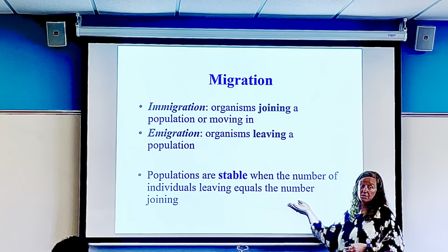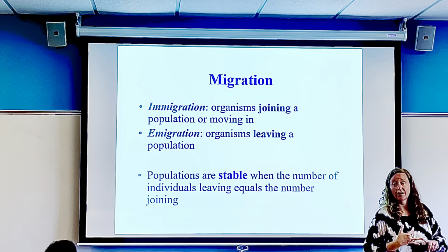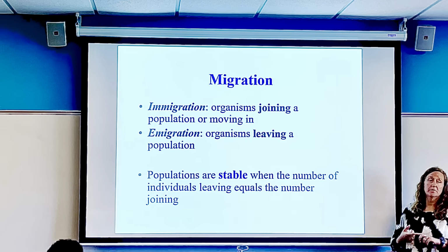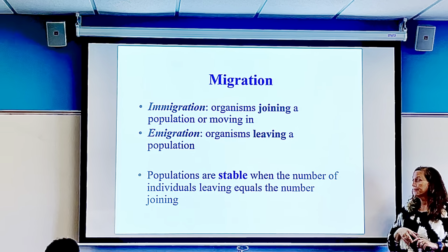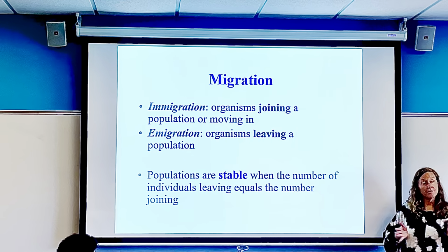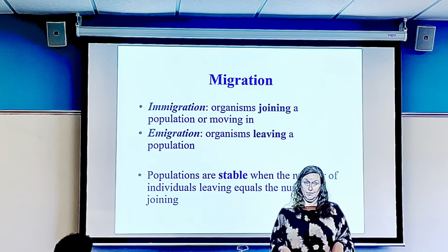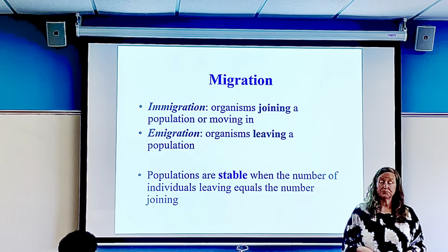Populations are stable when the amount of births and deaths are about equal and the amount of immigrants and emigrants are equal. So you have the same number joining the population as you do leaving the population. And joining and leaving does include those that are born and those that die.